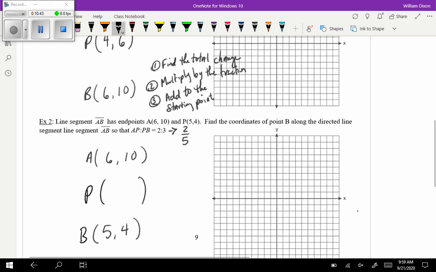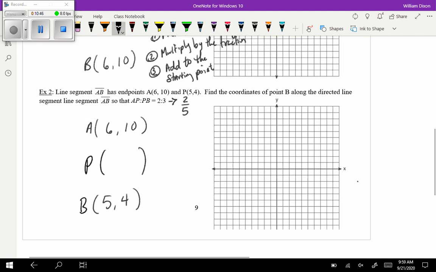So my first step, find the total change. To go from 6 to 5 is -1. Okay, I don't want to know the total change. I want to know 2/5 of that total change. So I'm going to times it by 2/5. All right, really straightforward. That is -2/5 from my starting point. Well, 6 minus 2/5 is 5.6. Now, this one would be very difficult to do on the coordinate plane, but if you want to try, go for it. All right, now, 10 to 4.